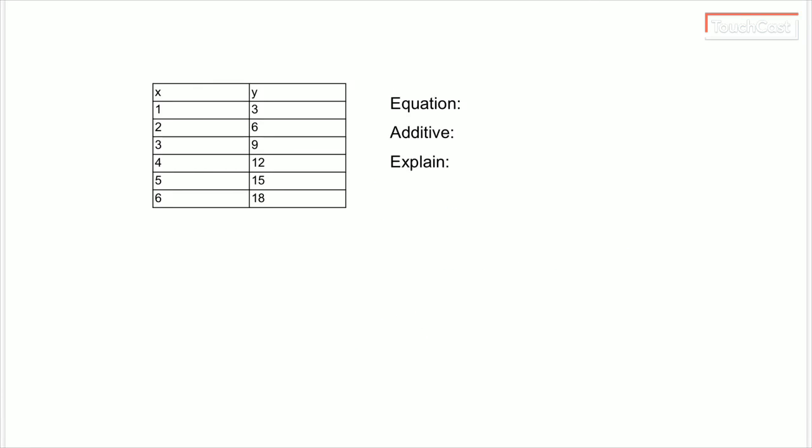In our next example, we again have to determine what the equation is in order to find out if it is additive or not, and then we have to explain it. So in our first set of numbers here in our table, we've got an input of 1 and an output of 3. So that means that we could multiply by 3, or we could add 2.